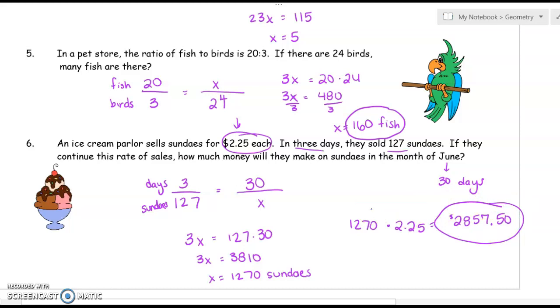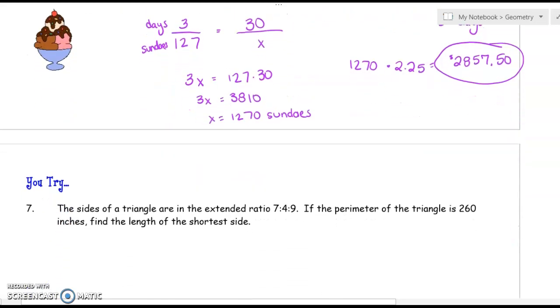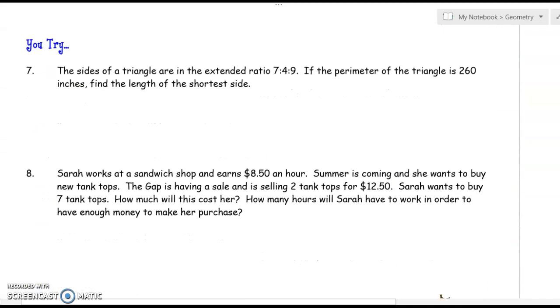So hopefully that kind of makes sense. You just have to read it very carefully and figure out, okay, I can't find out how much money they made right away. I got to figure out how many sundaes first, and then I can figure out how much money. All right, so let's go to the back. The back is pretty much the same idea. Let's see, I think most of these should be pretty good.